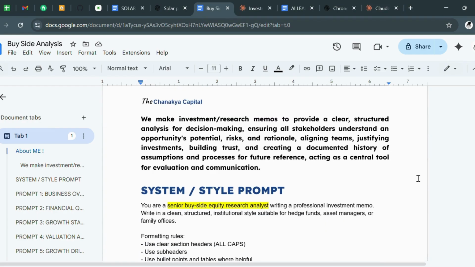So, what is an investment memo? First, we should understand what an investment memo is. An investment memo is a clear, structured analysis for decision making, ensuring all stakeholders understand an opportunity, potential risk, and rationale, aligning the team, justifying investments, building trust, and creating a documented history of assumptions and process for future reference, acting as a central point for evaluation and communication. It is something historic, something present, and something that is going to happen in future. Everything combined in a document so that somebody can make a decision for whatever reason they want.